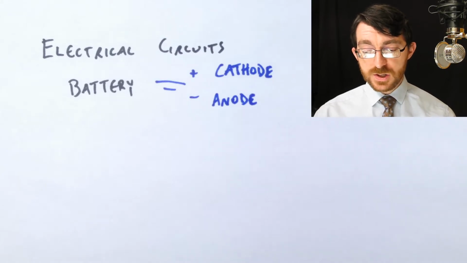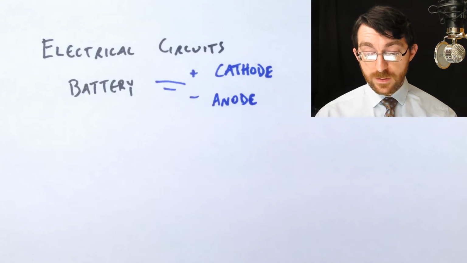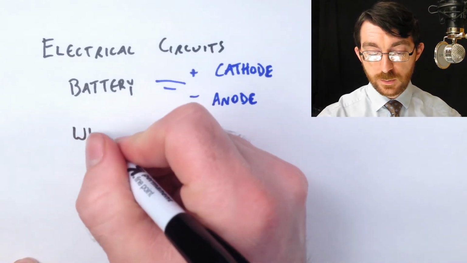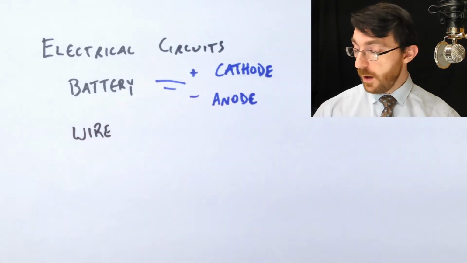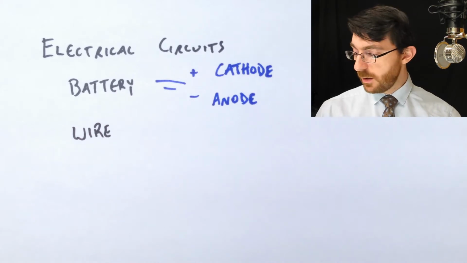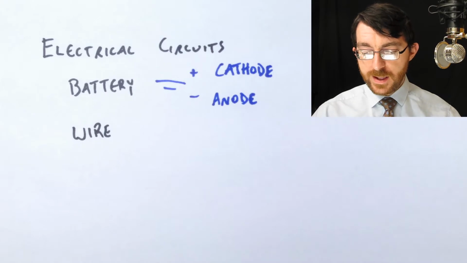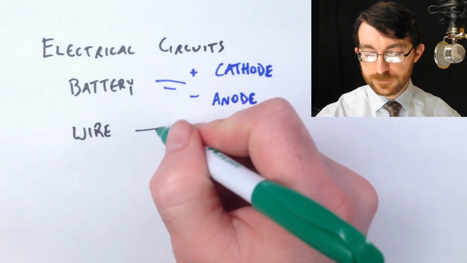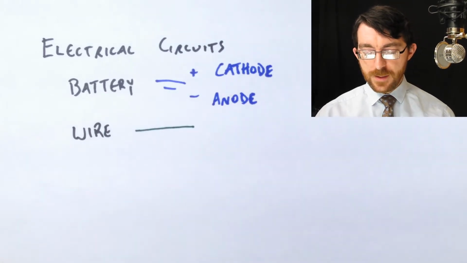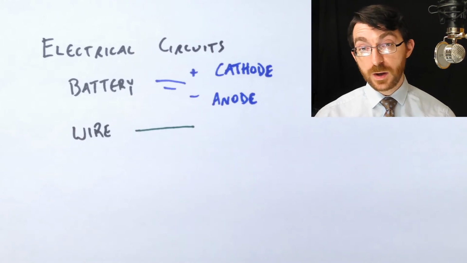And if we're going to build a circuit, we need to connect it with something. And the way that you connect stuff in a circuit is with a wire. Again, you know what a wire is. It's just a thin metal strand or filament. And it's just going to be represented with a line. And here's the thing about wires in the circuit diagrams we're going to do.